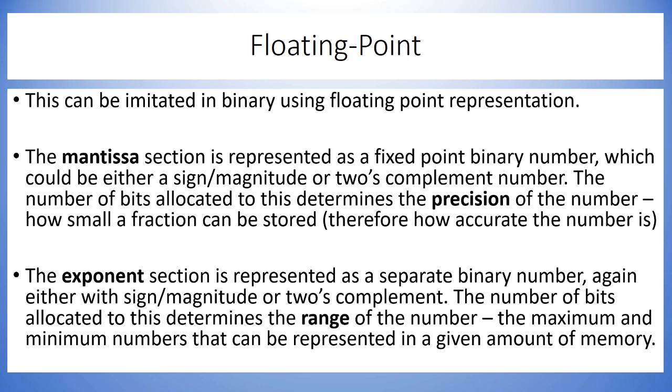The exponent is represented as a separate binary number, either sign of magnitude or 2's complement, or just positive. The number of bits allocated to this determines the range of the number, the maximum and minimum numbers that can be represented in any given amount of memory.